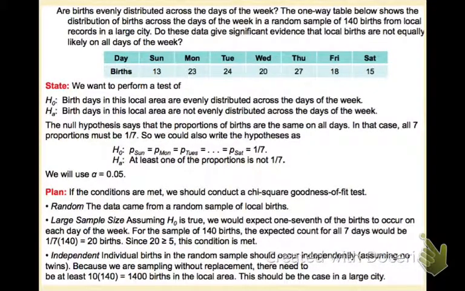And now here's our example, the actual example from the book. This is testing whether the births are evenly distributed over the week, and you have about 140 births that you have collected, and the number of births for each day: Sunday, Monday, Tuesday, all the way to Saturday. And of course, we're going to do the 4-step process: state, plan, do, and conclude.